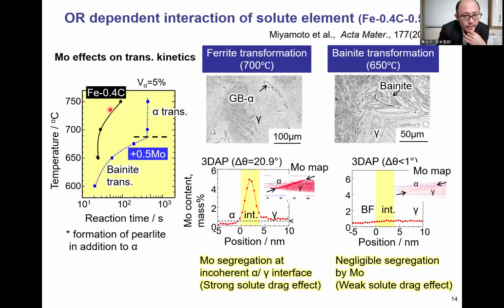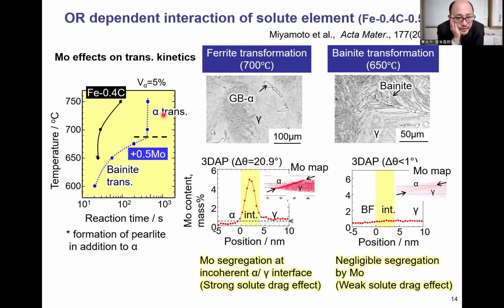So this is a TTT diagram showing the transformation kinetics in iron-0.4 carbon steel and molybdenum-added 0.4 carbon steel. By the addition of a small amount of molybdenum, transformation is delayed in the ferrite transformation temperature range and the bainite transformation temperature range. And the retarding effect is greater at higher temperature, I mean, in the ferrite transformation temperature range.